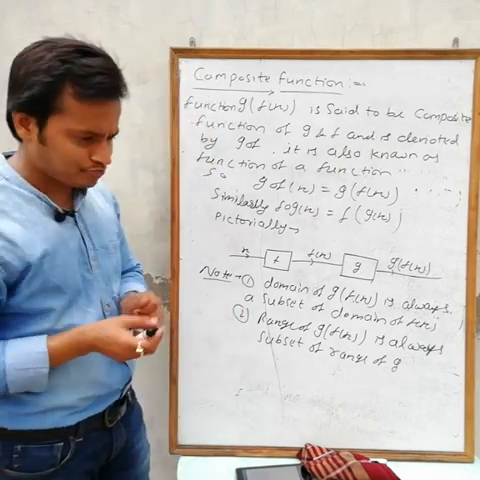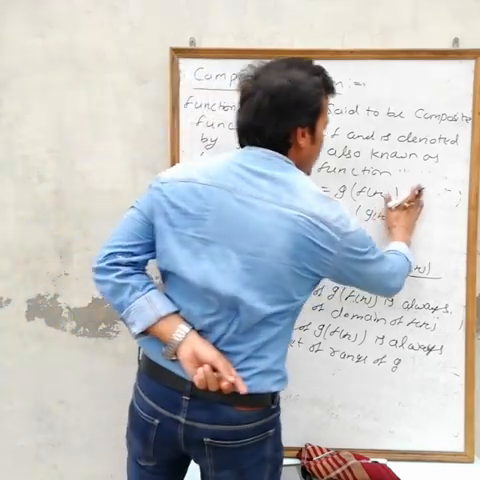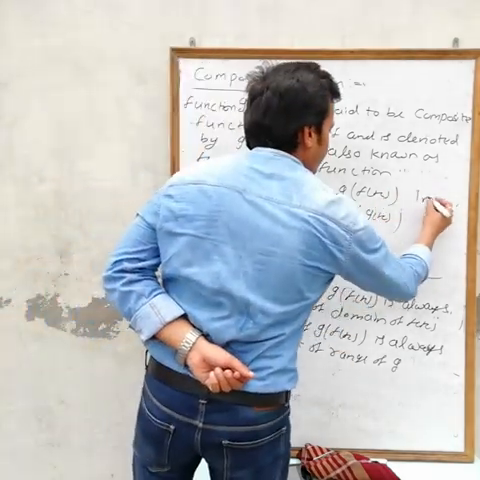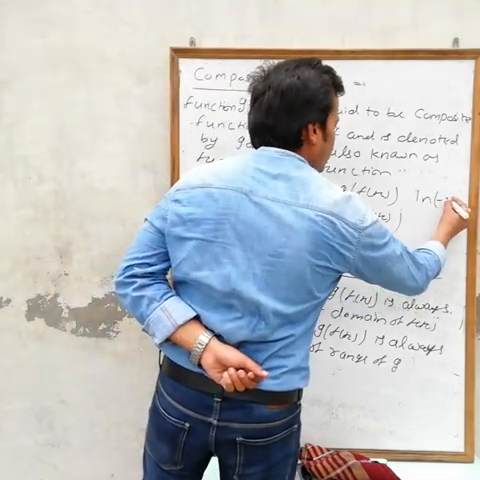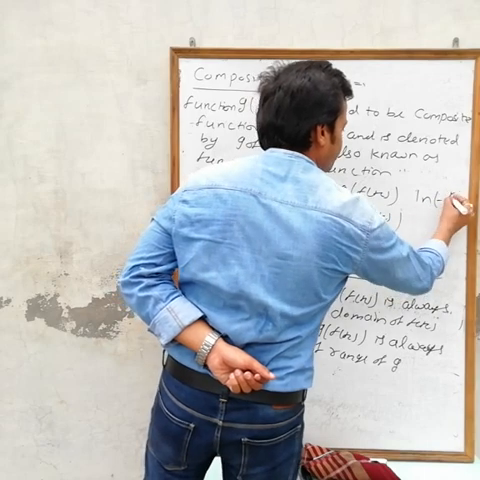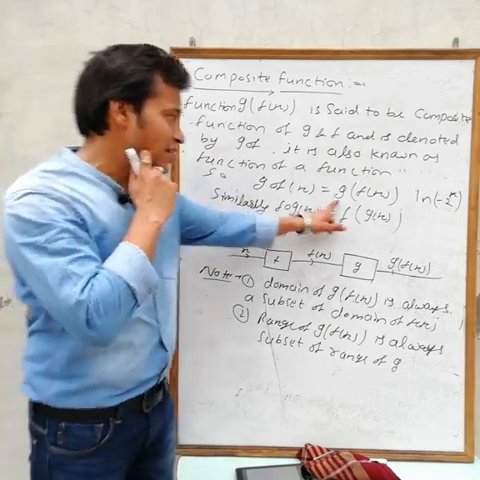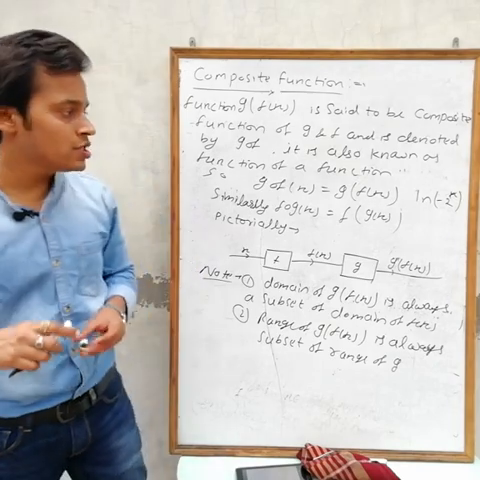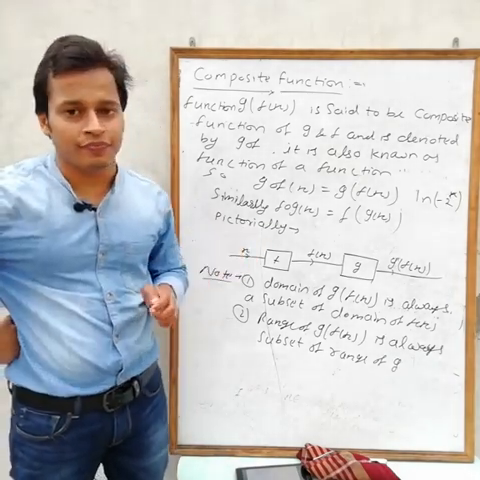And one thing, suppose I am taking g as ln, and f(x) as minus of e power x or 2 power x. Here g is ln x and f(x) is minus 2 power x. Now actually in this case the composite is not defined.